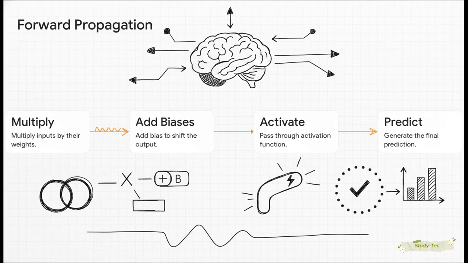With our architecture in place and our structural knobs, the weights and biases, set to totally random starting positions, it is time for the network to make its very first attempt at solving a problem. This sequential process is called the forward pass.